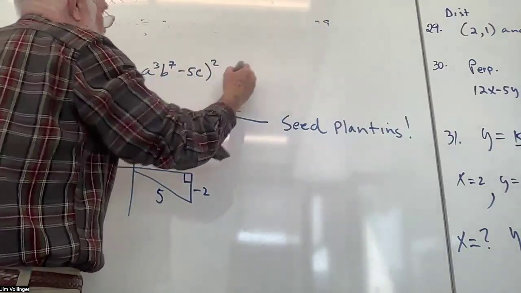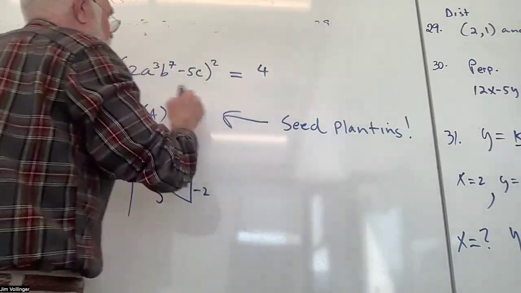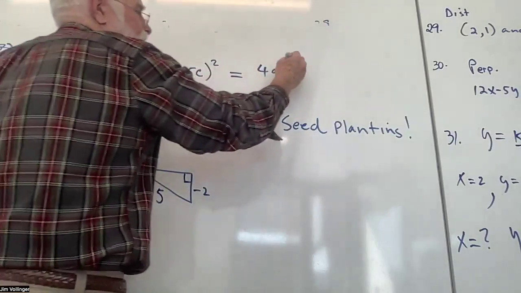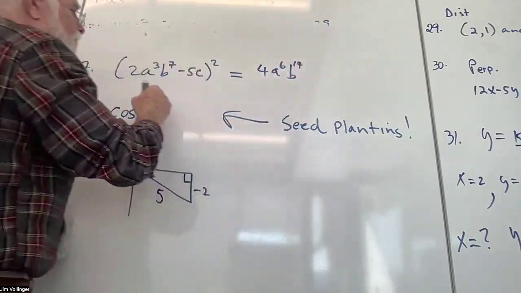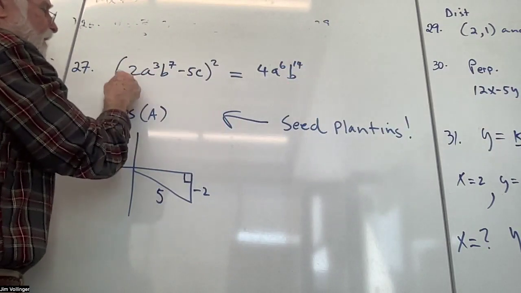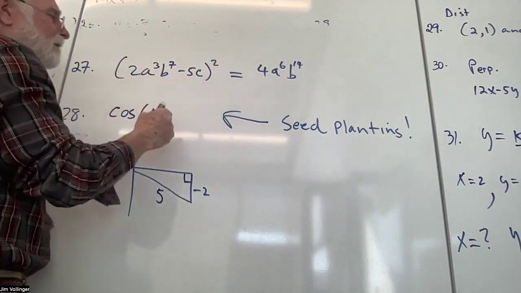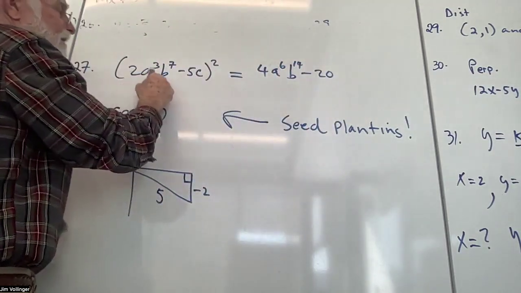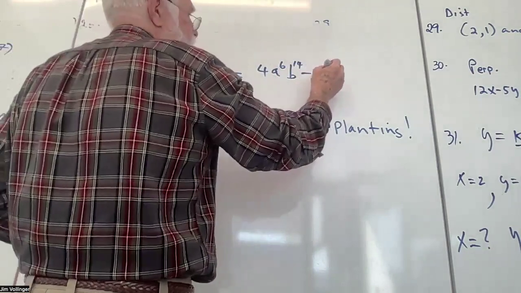Squared, you should be able to do that in your head. 2 squared is 4. A to the 3 squared is A to the 6th. B to the 7th squared is B to the 14th. When I'm multiplying, you can think of this as x. Minus 5 times 2 is minus 10x, and you've got to double it. So we have minus 20 times A3, B7.